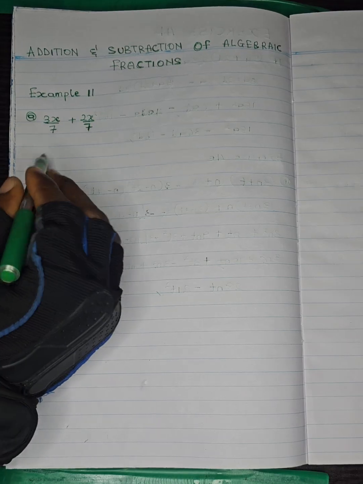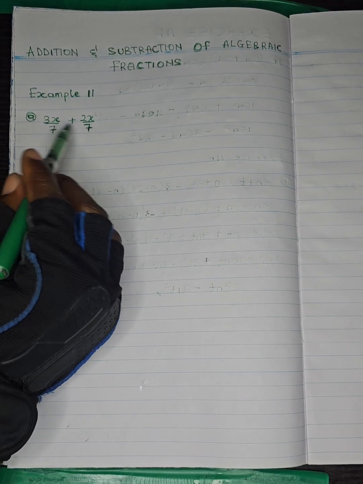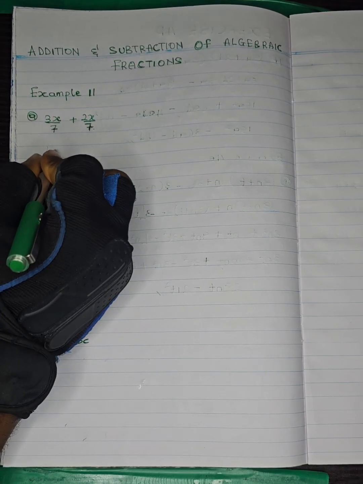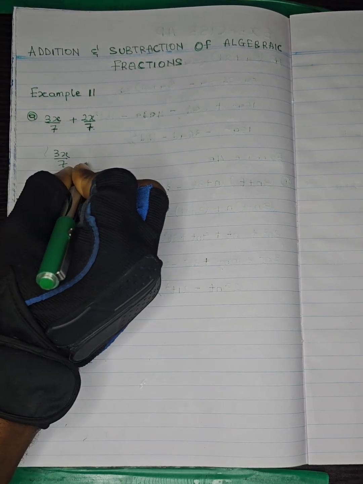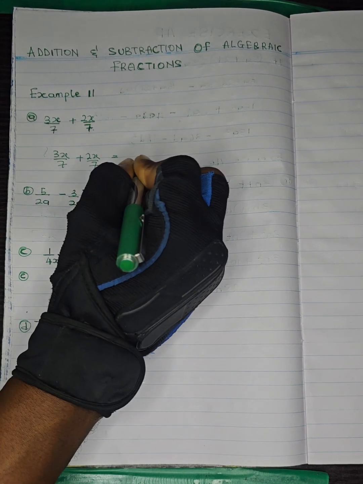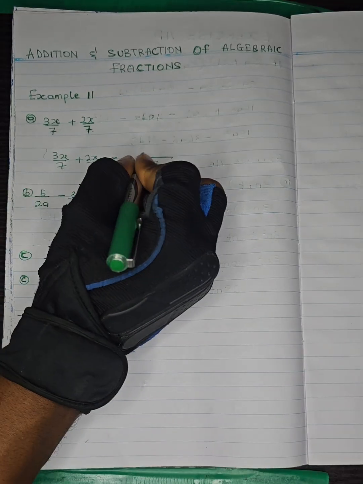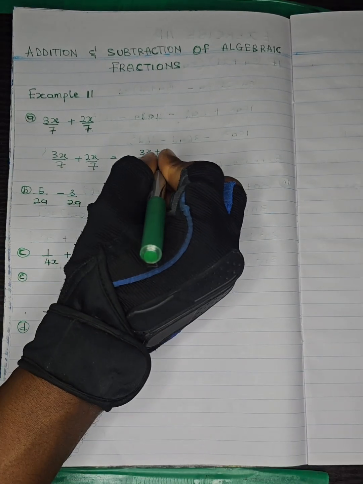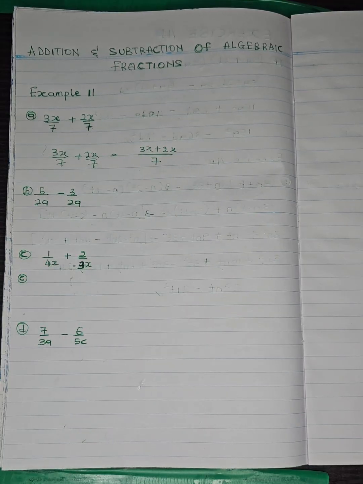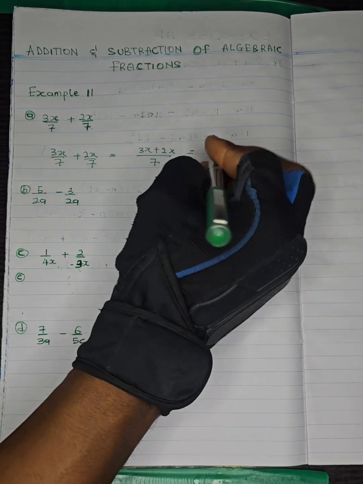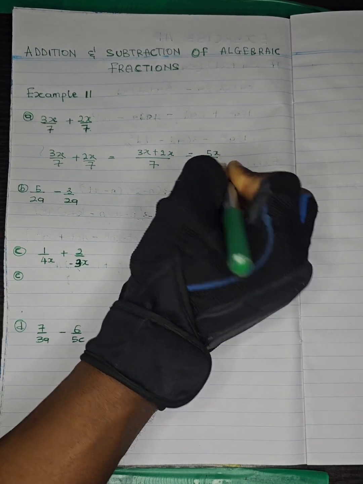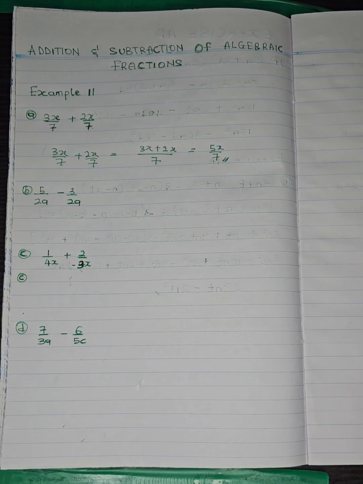Remember, when we are dealing with fractions, once both of them have the same denominator, you can go ahead and add the numerators. So we have 7 here and 7 here, so we can go ahead and add. So you have 3x over 7 plus 2x over 7 will be equal to what? 7. So we can go ahead and add the numerators, 3x plus 2x. Are we together? So this will give us 5x over 7 as our answer. So let's go to the next one.